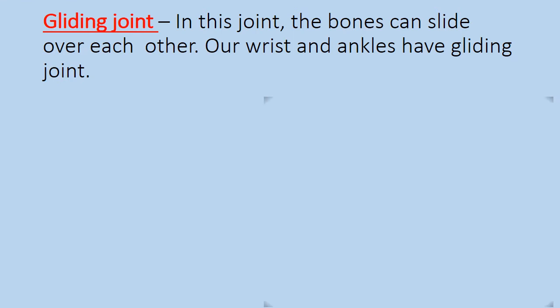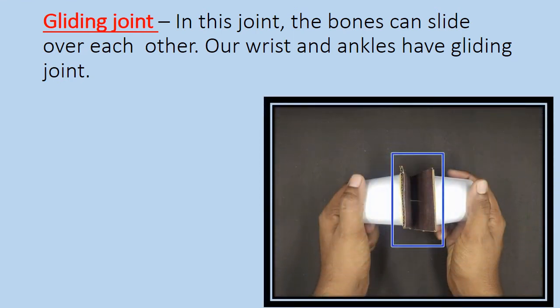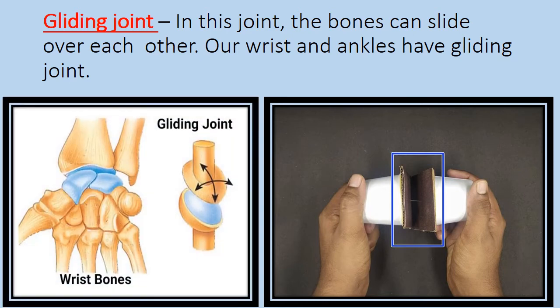Next is the gliding joint. Take two disposable cups and try to slide these cups over each other. You will notice that they can slide very smoothly, as if they are gliding without any obstructions. In the same way, gliding joints are also in our human body. They glide over each other. Our wrist and ankles have gliding joints.